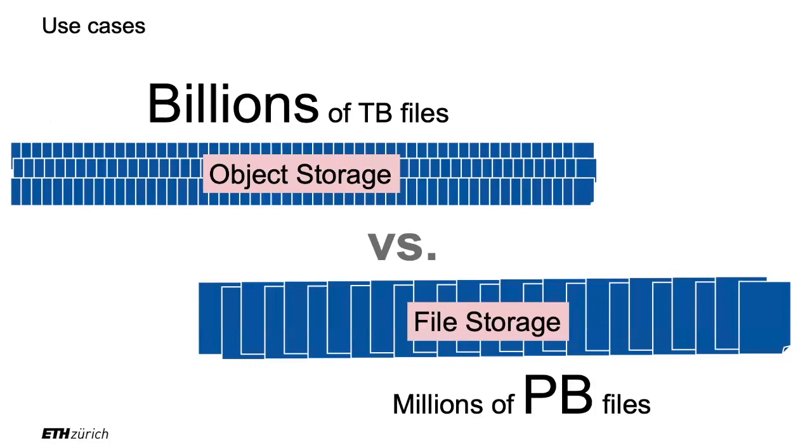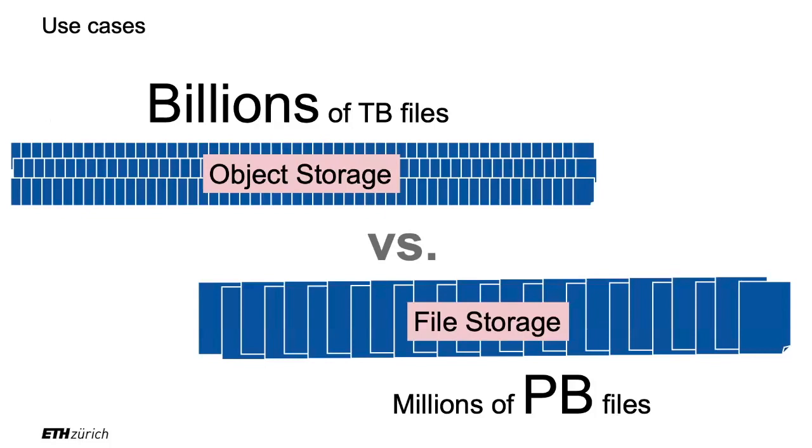That's the case of object storage. You can have billions of terabyte files, a huge number. This is a worldwide service for billions of people storing all of their data, pictures, videos in there. That's object storage. File storage, distributed file systems, as we will now look at them, is about millions of petabyte files. Very costly, right?